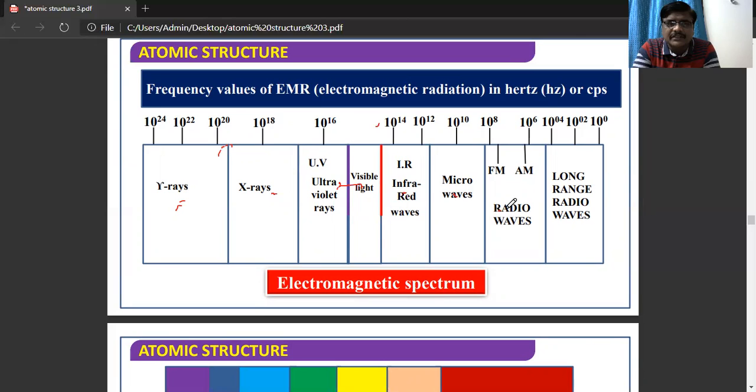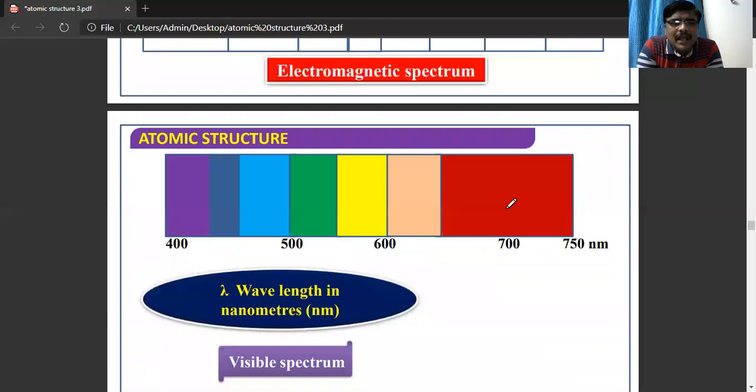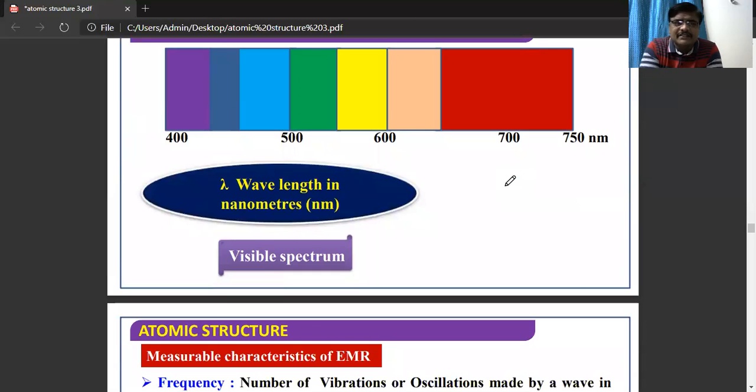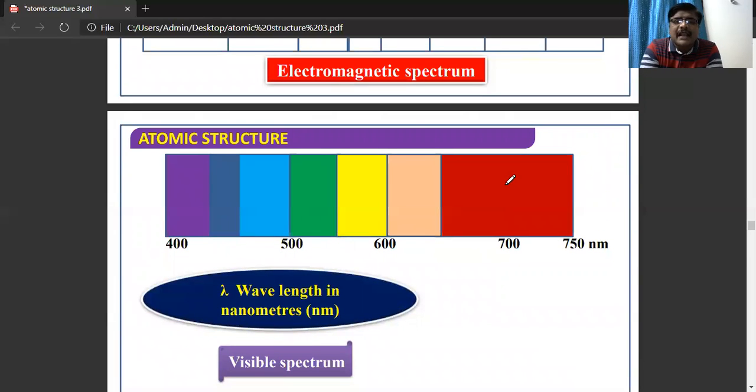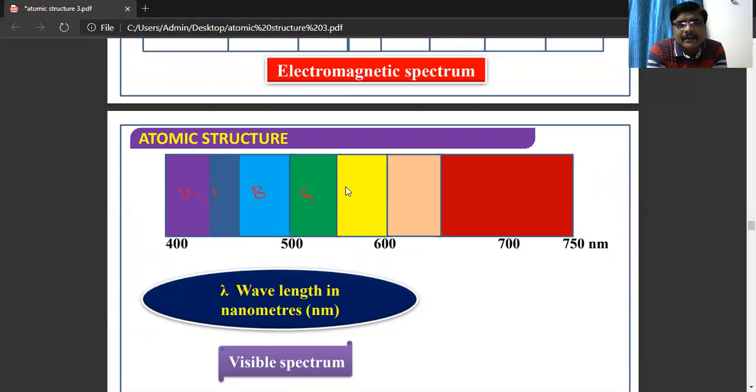So this is the continuous electromagnetic spectrum. This is a visible spectrum. Here we can find the different wavelengths of different colors, which are expressed in nanometers. We know VIBGYOR: violet, indigo, blue, green, yellow, orange, red. So in the visible region we have different colors falling in different wavelengths. All of this constitutes the visible spectrum.